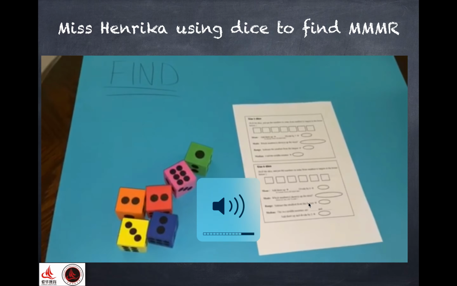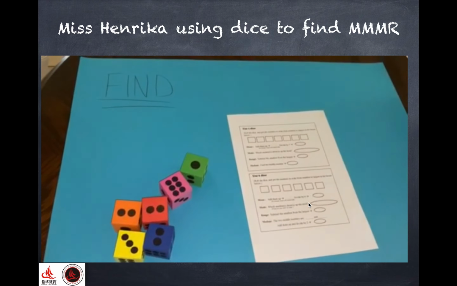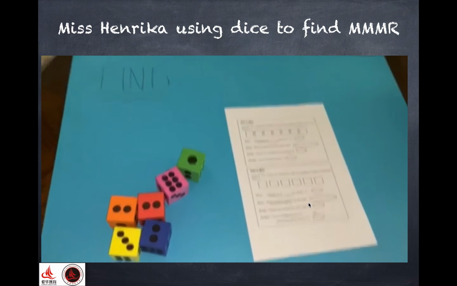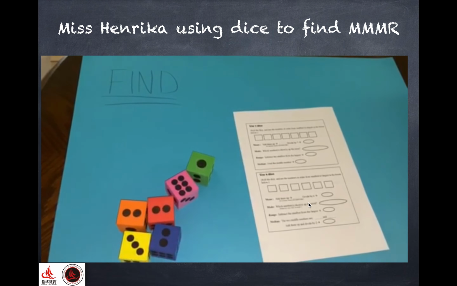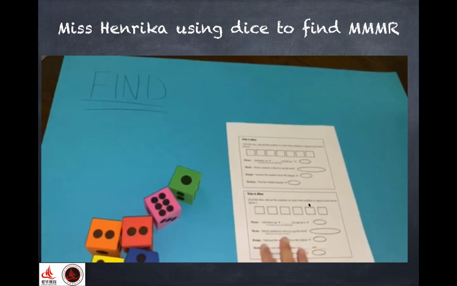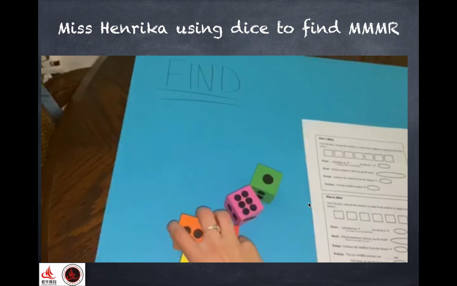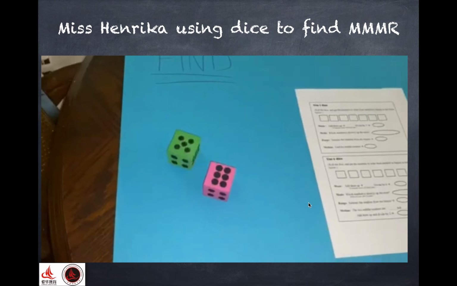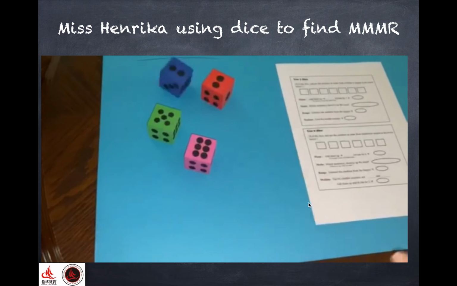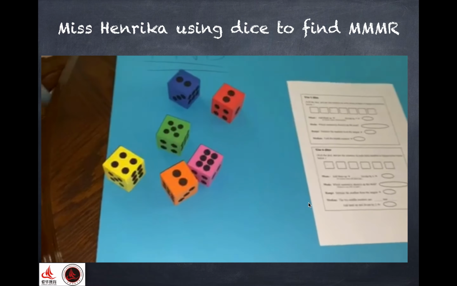Hello guys, so this is our activity. We can also find mean, median, mode, and range by rolling the dice. So in this case, we're going to roll 6 dice. Now I'm just going to roll 2 at a time. And then we're going to see what we have. Alright, these are our numbers.